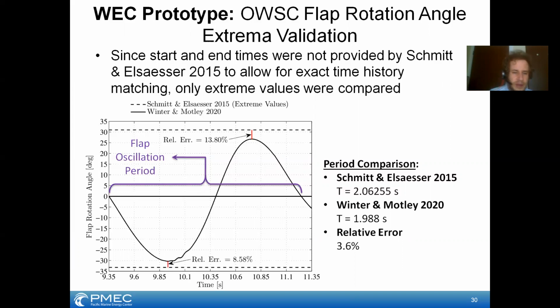And the error is comparing to the extreme values reported by Schmidt and Elsesser. They also reported just one period of rotation history, but did not specify the time into the experiment and the numerical simulation that this was at. So we figured for developing the model, it's simplest to compare, does the period match and do you reach the same amplitudes? So the amplitudes need some work. As you can see, we've got about 8.5 and almost 14% relative error, depending on which side you're looking at.